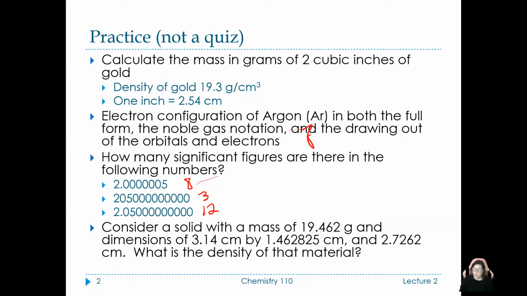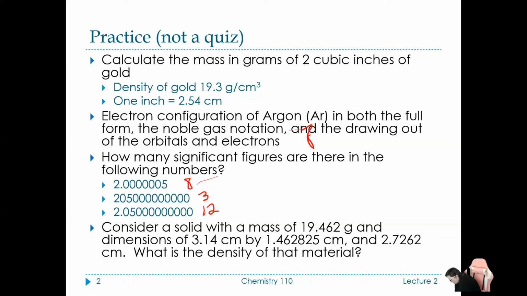Now consider a solid with a mass of 19.462 grams and dimensions of 3.14 centimeters by 1.462852 centimeters and 2.7262 centimeters. And I want to know what is the density of this material. So I'm just going to jot some of those numbers down on the side because I'm going to need them when we get over to the other thing.